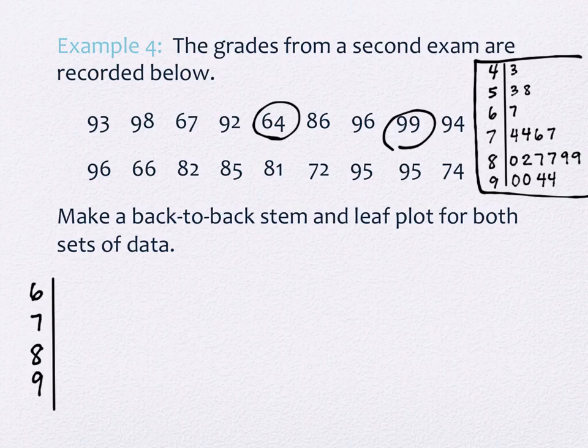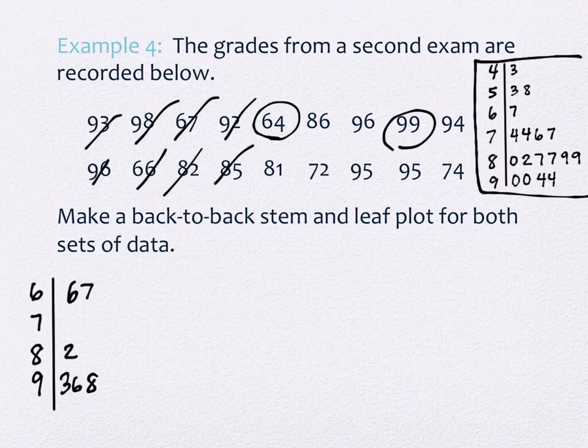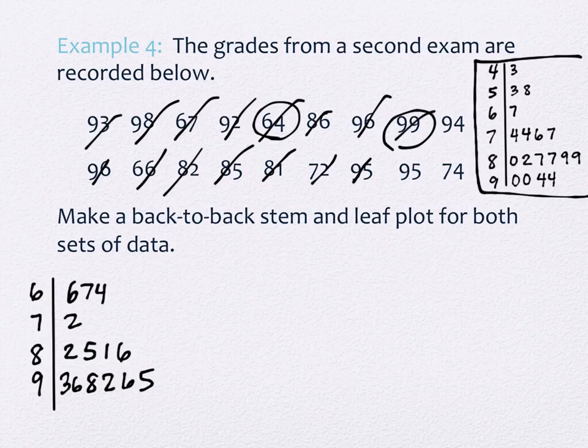So I have 93 and 96 to start with. I have 98 and 66. 67, 82. 92, 85. 64, 81, 86, 72, 96, 95, 99, 95, and 94, 74.